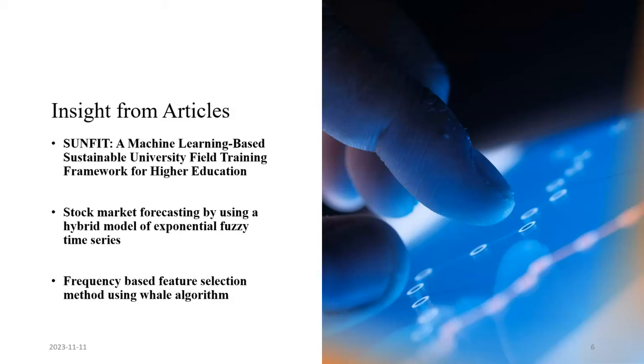The second paper is about stock market forecasting by using a hybrid model, fuzzy exponential fuzzy time series. By this way we propose a new algorithm, or an extended algorithm, I can call it exponential fuzzy time series. So we will have some discussion on the fuzzy time series.